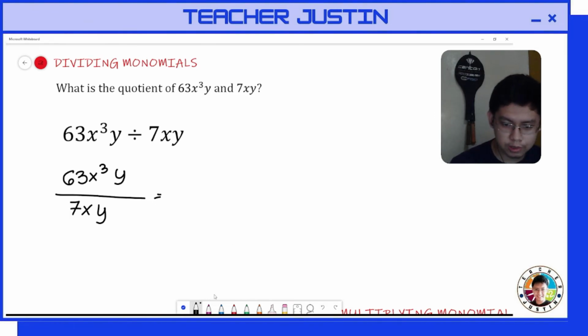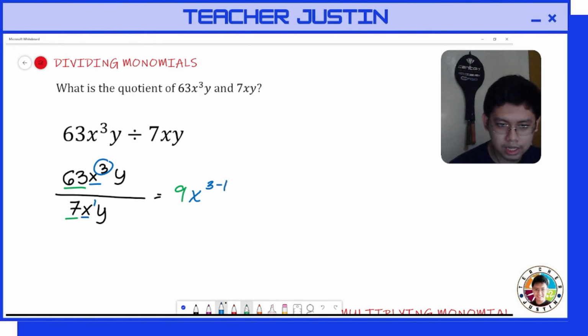Okay? So let's start first with the coefficient. So 63 divided by 7 is 9. Okay, and then let's proceed to the variable x cubed divided by x. So again, we copy the variable x and then subtract the exponent. So 3 minus the exponent of x in our denominator, which is 1. So 3 minus 1.